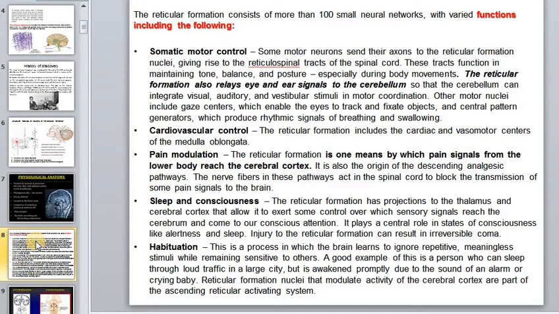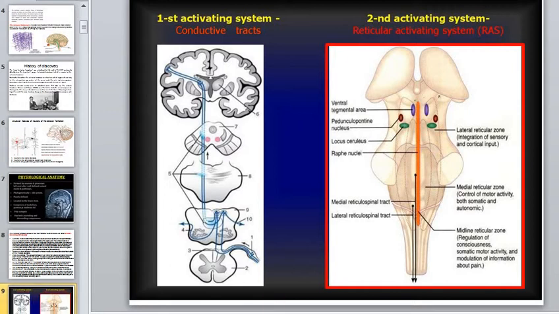The reticular formation consists of more than 100 small nuclear networks with varied functions, including the following: somatic motor control, cardiovascular control, pain modulation, sleep and consciousness, habituation, and more. We will discuss the functions at the end of this practice, but for now we just note that there are many functions.